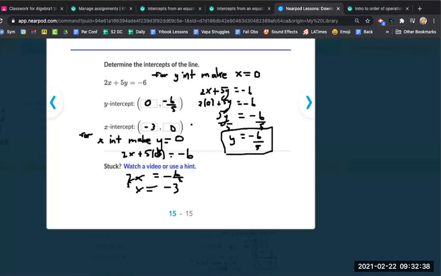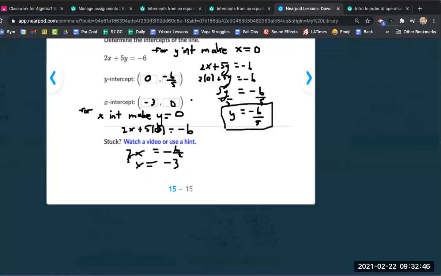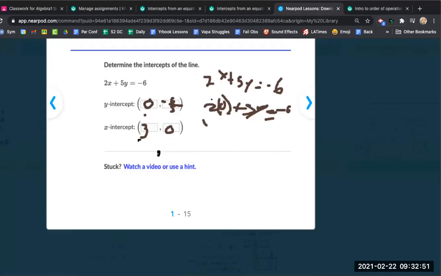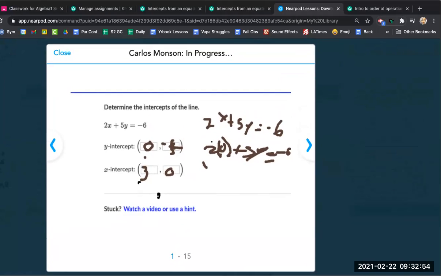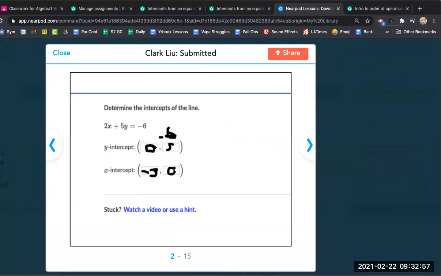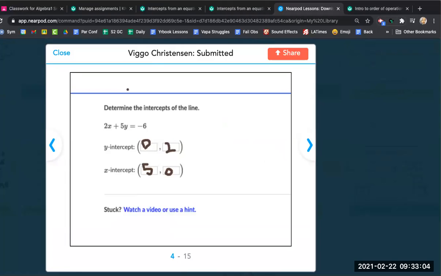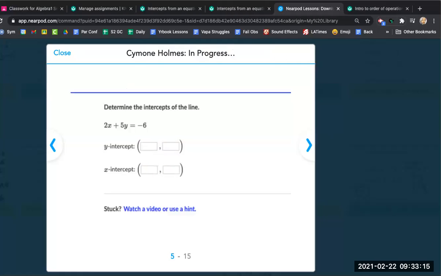All right, and good. Let's go ahead and check and go around the room and make sure everybody's on board. Good job. Thank you very much, Carlos. You're in progress there. You got the idea. And nice job, Clark. Beck, thanks. Good to see your work. Vigo, looks like you got the wrong answer, and that's probably because you didn't show your work. So go ahead and erase that and show your work on the screen. As you can see from all these other ones, you got to do the algebra.